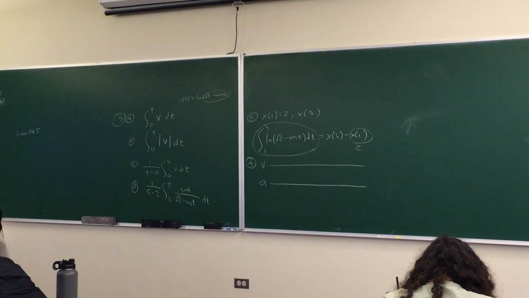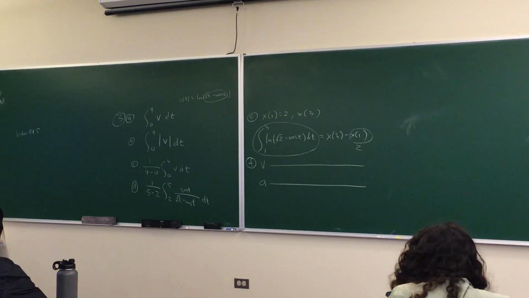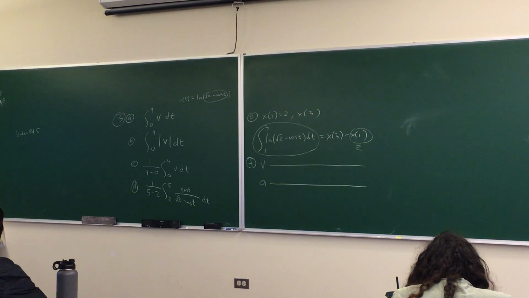Yes. Natural log, root 2. This is what happens when you use 3 different calculators. Root 2 minus cosine x.